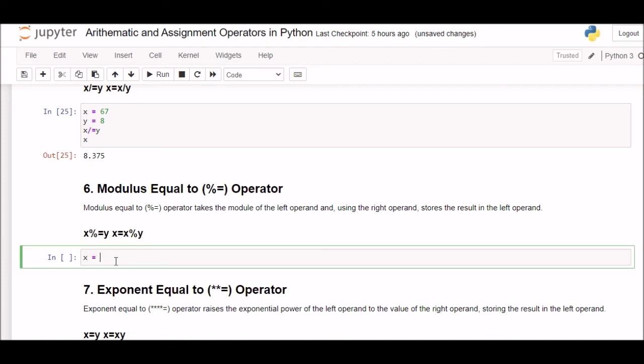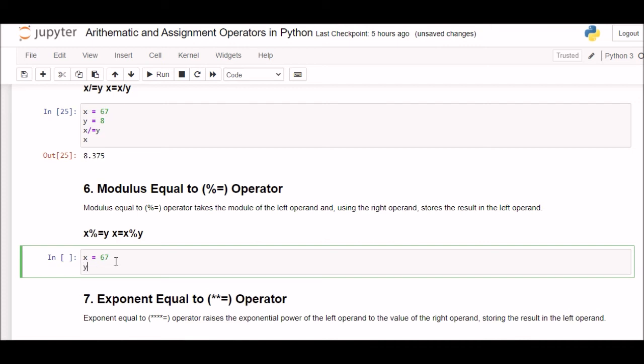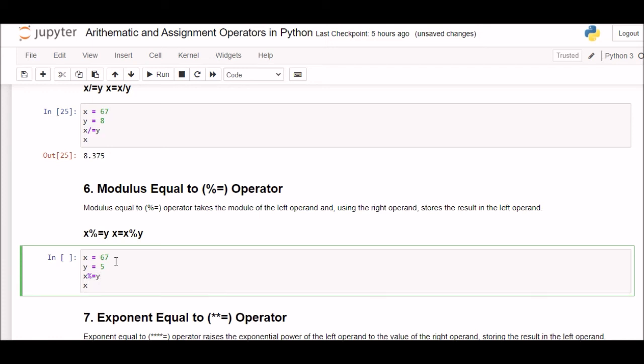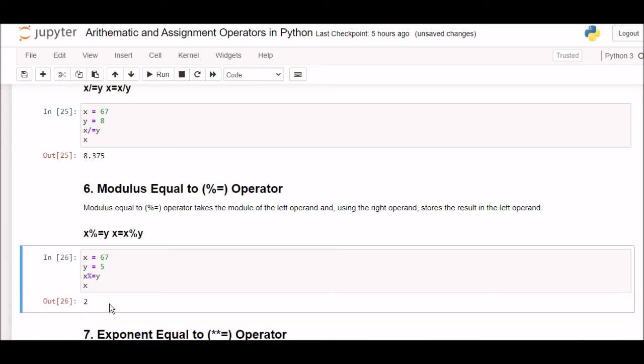x = 67. Sorry, it's again 67. y = 5. Then x %= y, then again x. Let's run the code. It returns 2. Okay, so here it returns the remainder: 67 divided by 5, the remainder is 2.